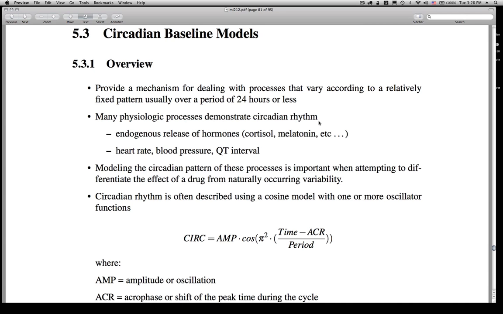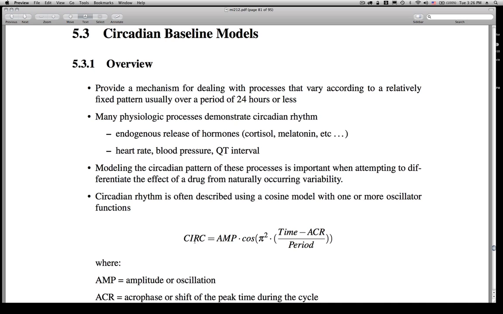So oftentimes this is called circadian rhythm. Sometimes it's not always circadian. Circadian rhythm has a specific meaning of something that happens on a daily basis in a 24-hour cycle. But we can sometimes use circadian models to approximate other time-dependent shifting baselines that follow some pattern over an interval of time. Well, here's the general function for circadian rhythm.